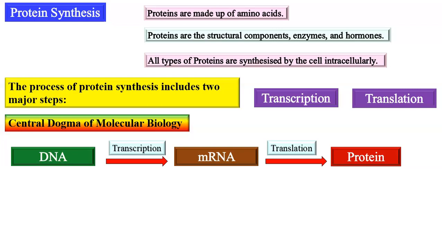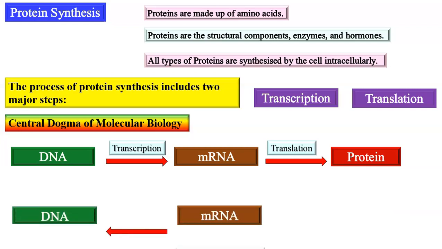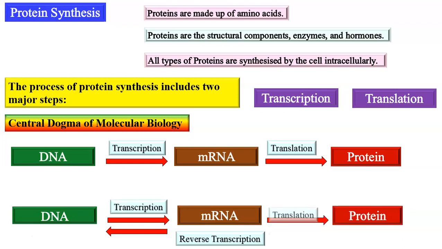But the present concept of central dogma, given by Temin and Baltimore in 1970, suggests that it is possible to transfer the information in the reverse direction also. That is, from RNA to DNA, the process is reverse transcription, and then of course from DNA to RNA by transcription and RNA to protein, the translation process. This is observed in retroviruses or riboviruses, such as viruses causing AIDS.